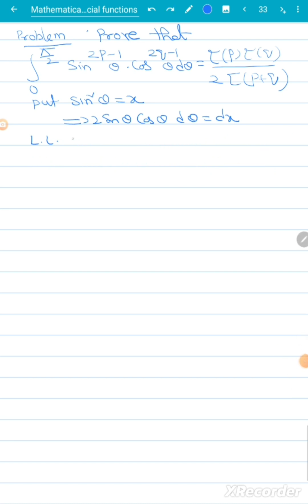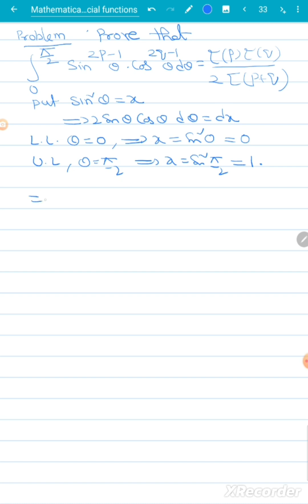So first, lower limit theta is equal to 0. This implies x is equal to sine square 0, which is equal to 0. Upper limit theta is equal to pi by 2. This implies that x is equal to sine square pi by 2, which is 1 square, that is 1. So limits are 0 and 1. So this is equal to integration 0 to 1.